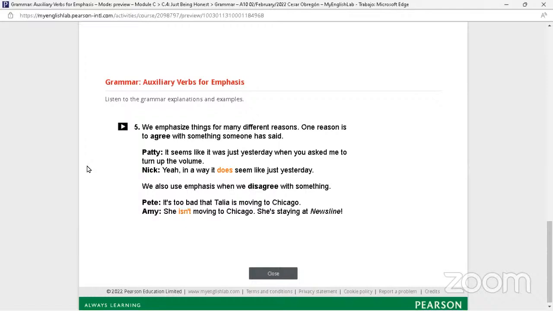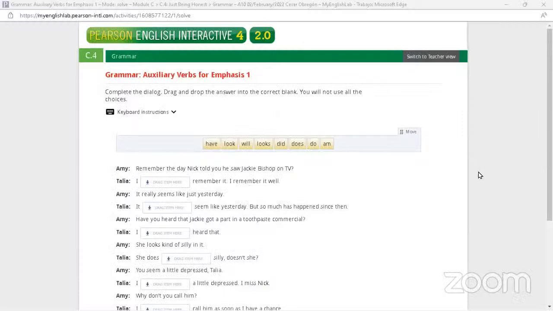Okay. Any questions? No. All right. There's just one way to make sure we understand this, and you know it. Okay, so auxiliary verbs for emphasis number 1. Complete the dialogue, drag and drop the answers into the correct blanks. You will not use all the choices, okay? So you will have something missing.